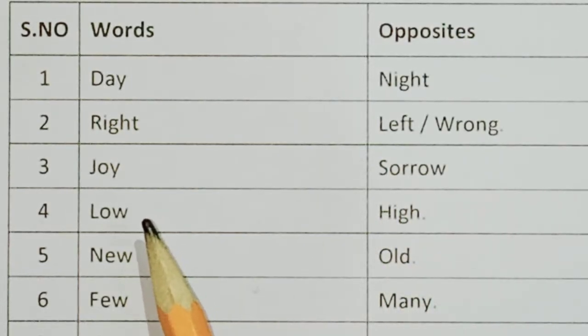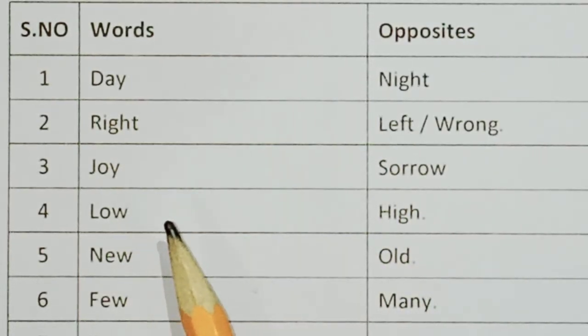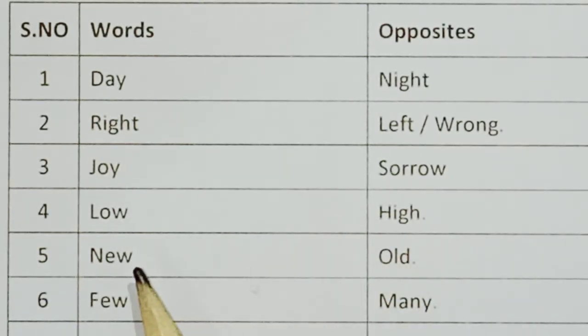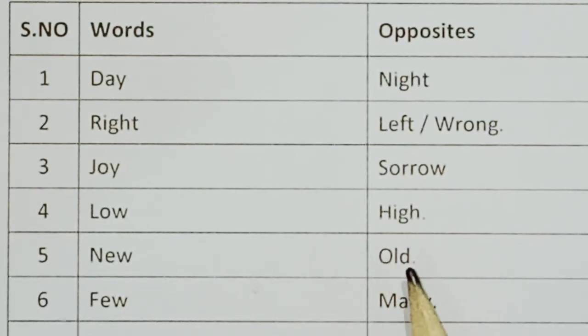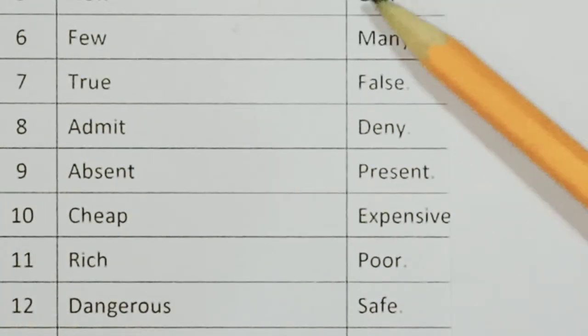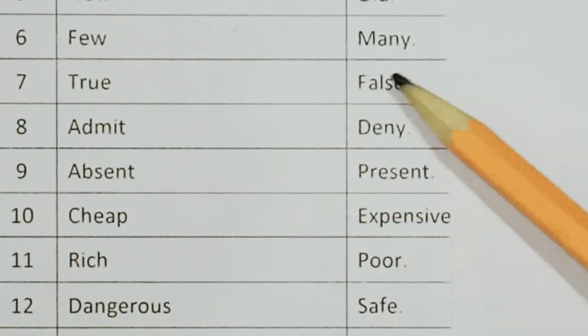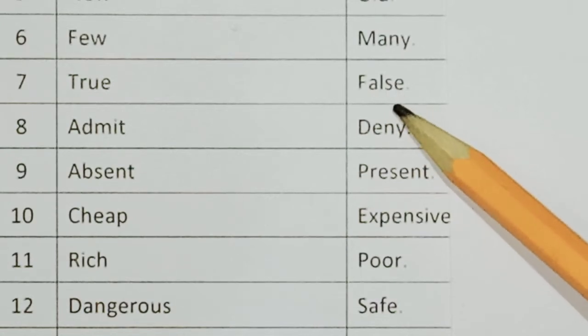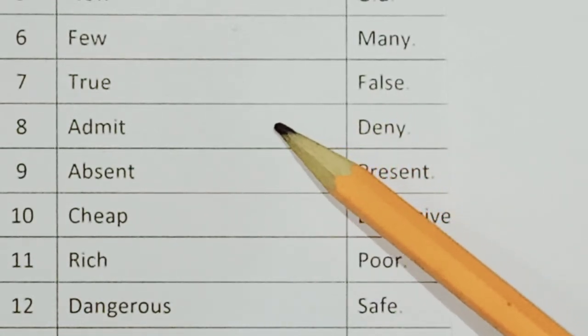The next word is low. Low means kam and high means zyada. Next is new. New means naya, and the opposite of this word is old, purana. Then the next word is few. Kuch ya thoda keh sakte hain ise. And the opposite of this word is many, zyada. Then the next word is true or false. True means sahi ya theek. And false means ghalat.